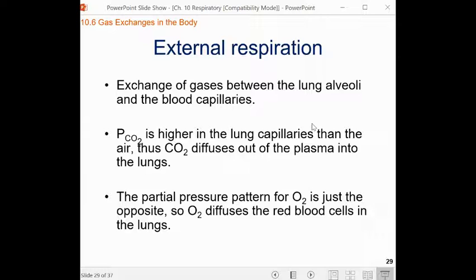The partial pressure pattern for oxygen is the opposite. Higher concentration in the alveoli than the capillaries, so oxygen will diffuse from the alveolar sac into the bloodstream.